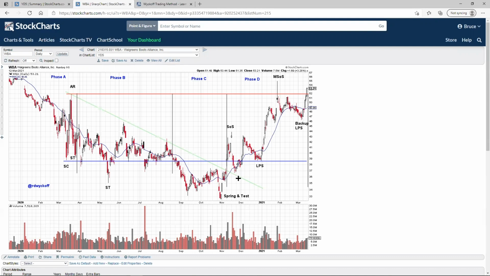Now we can see in the accumulation structure, higher lows are forming, and this is a volatile reaction. This is less so. This is a flat reaction, which is a backup, and now it's attempting to get back above resistance. Very constructive. What's the point figure look like?